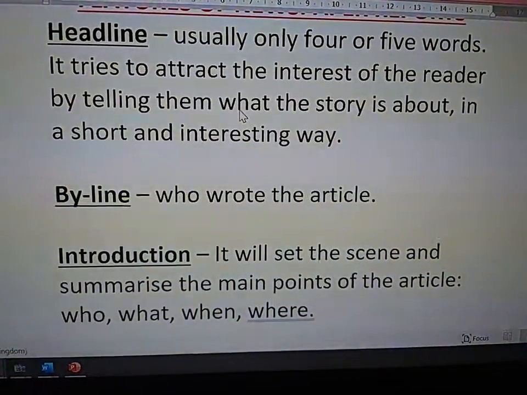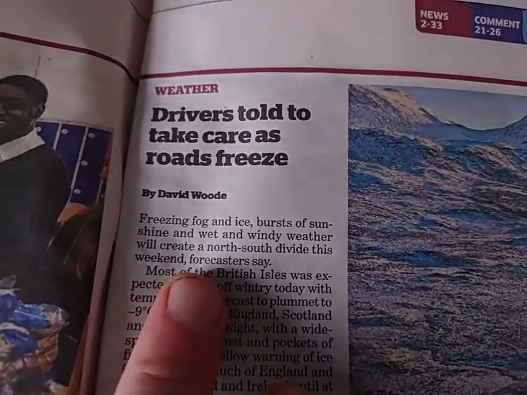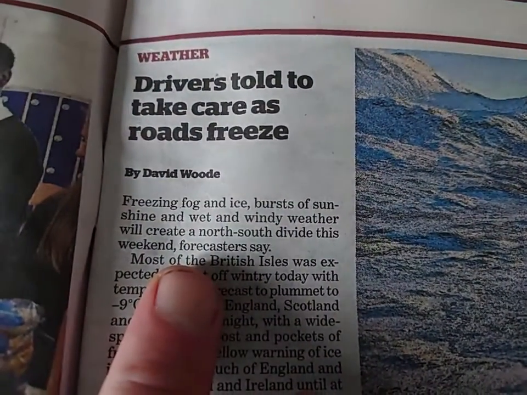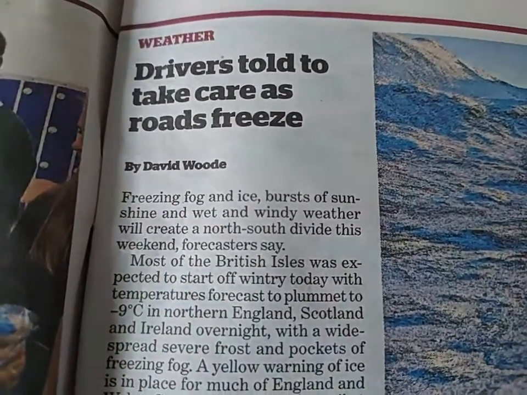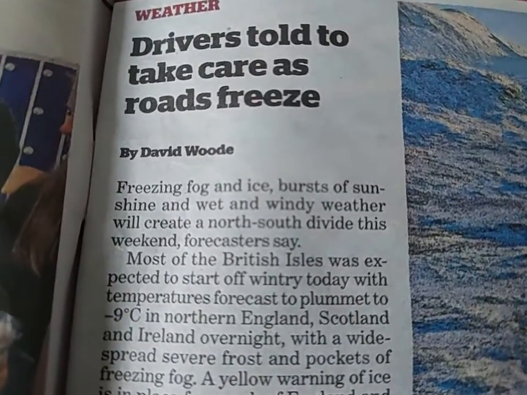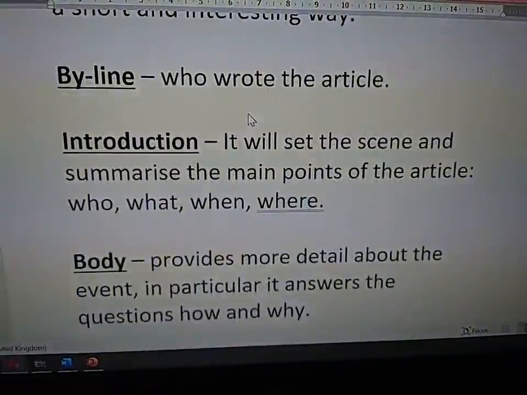It will set the scene and summarise the main points of the article. Okay, let's have a look. Freezing fog and ice, bursts of sunshine and wet and windy weather will create a north-south divide this weekend, forecasters saying. Yep, okay, so that's a quick introduction telling us exactly what's going to be in the article.